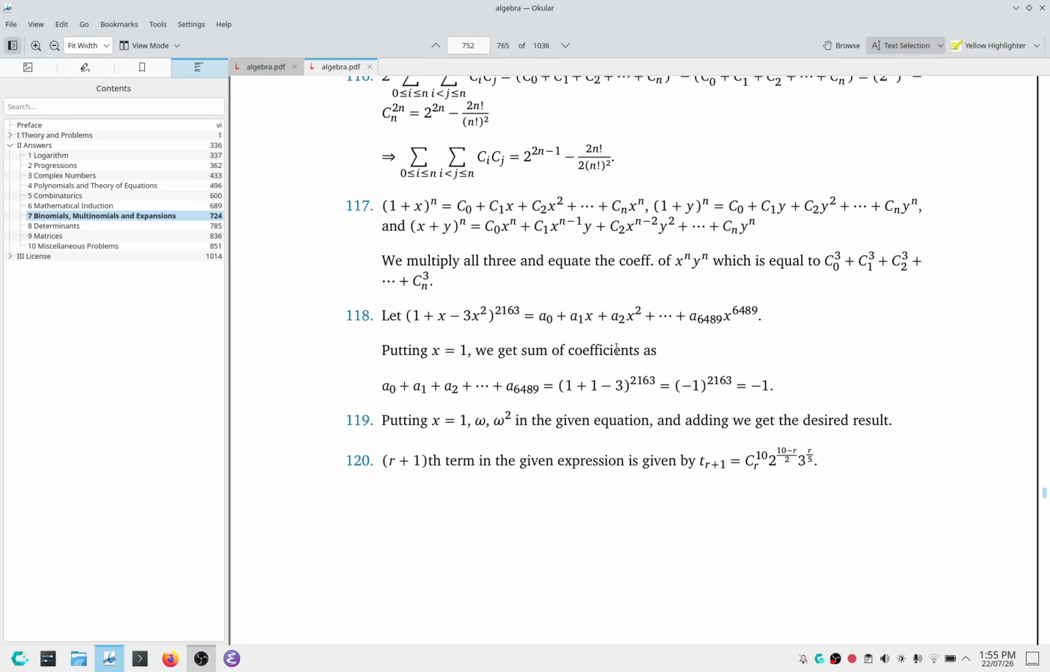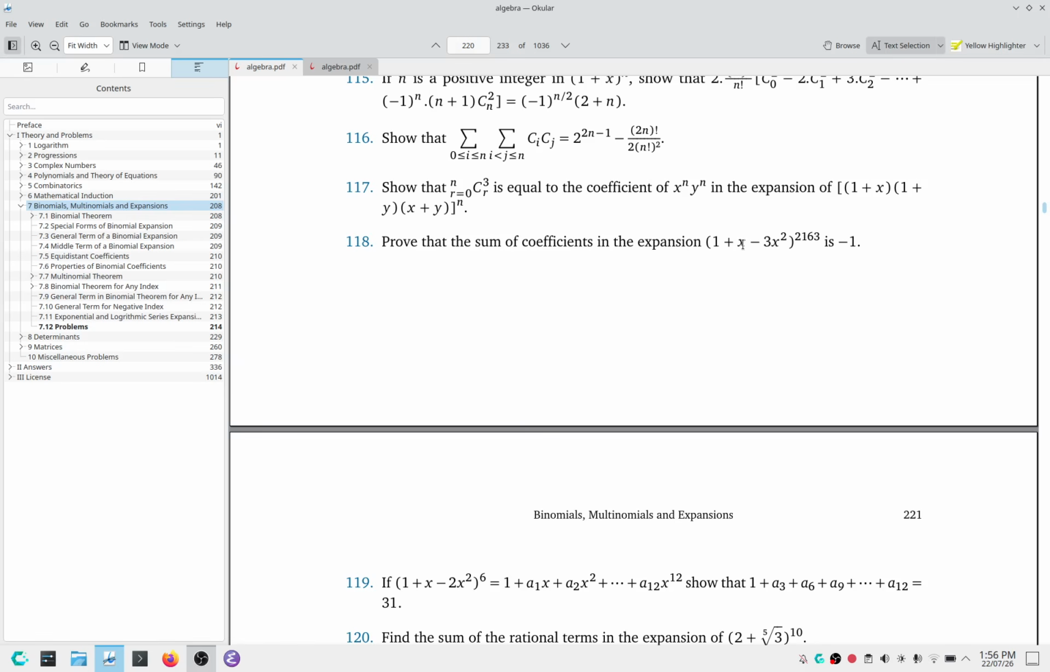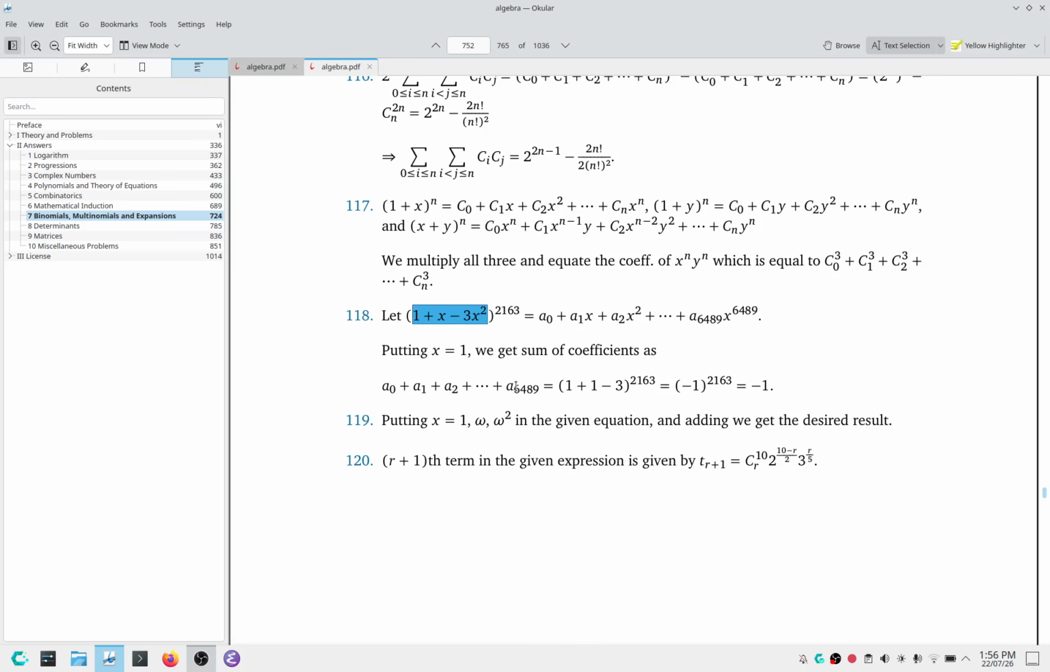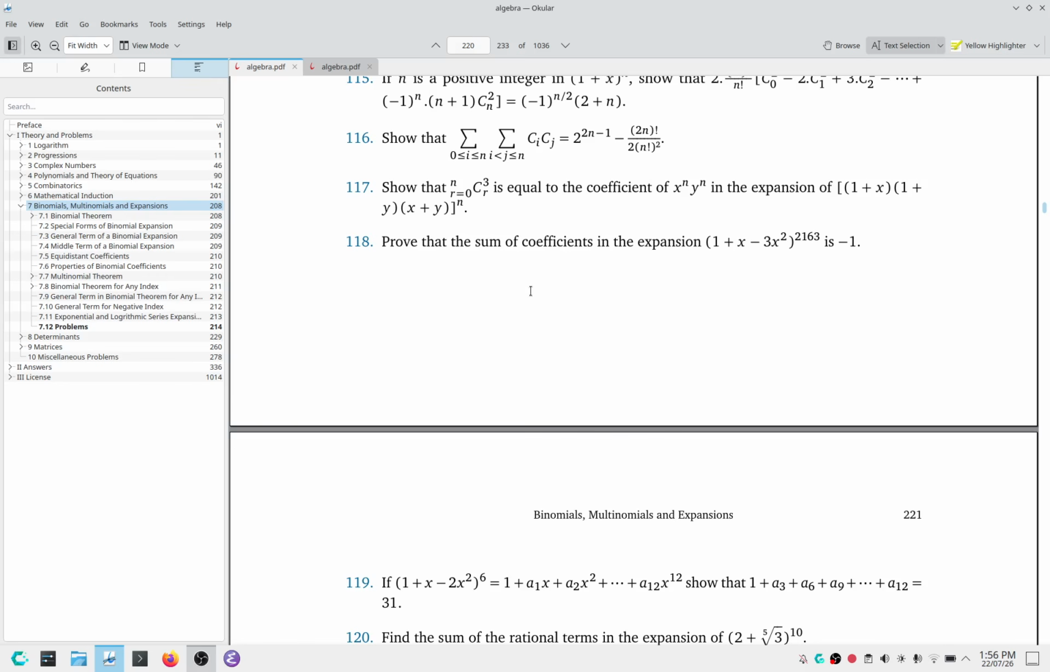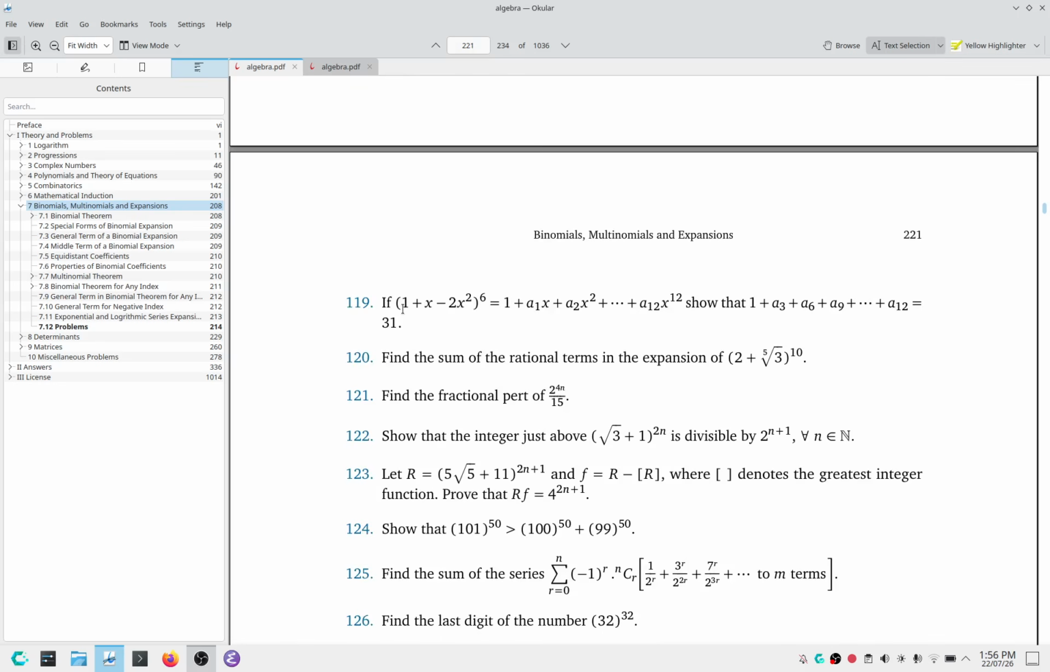Now we put x equal to 1, we get the sum of coefficients as (1 plus 1 minus 3) to the power 2163. That is minus 1 to the power 2163, which is equal to minus 1. So see, complicated questions, when you look at this kind of expression, look very intimidating. How would you compute it? But in essence, it is very simple to solve. So sometimes questions which appear to be difficult can be very easy. For example, look at the next question.